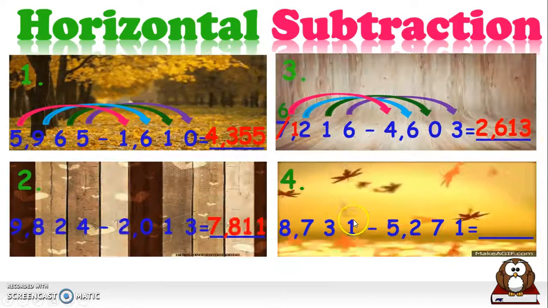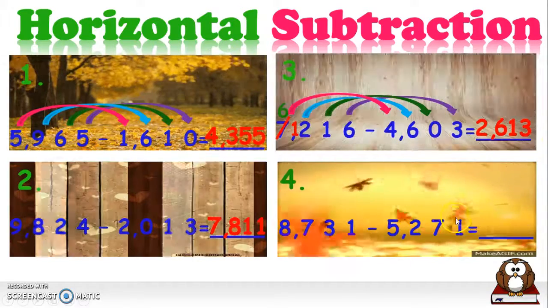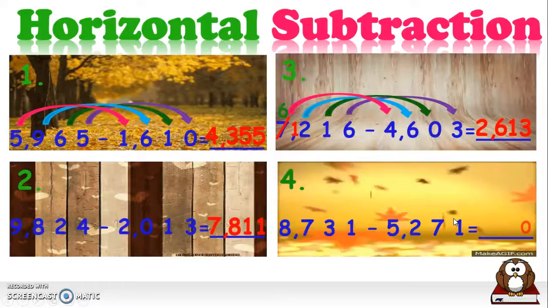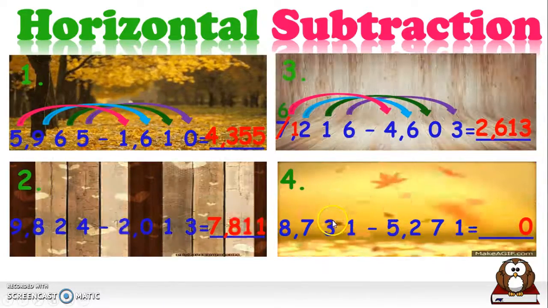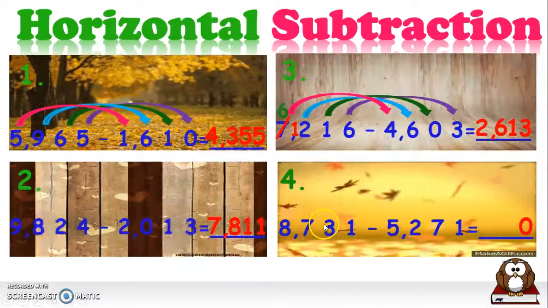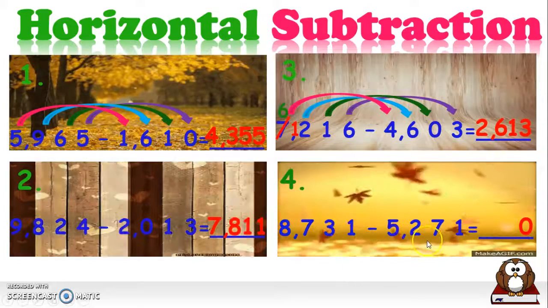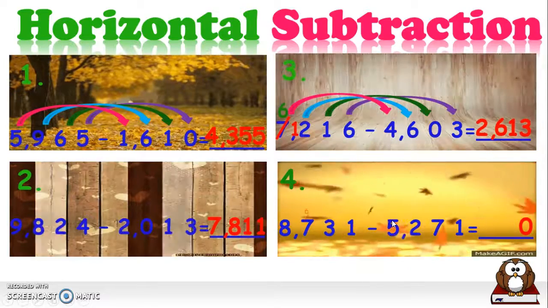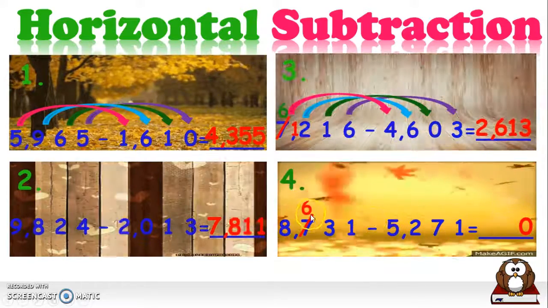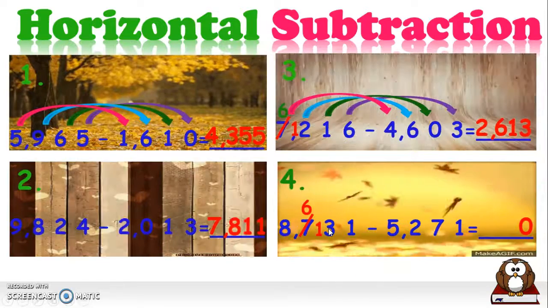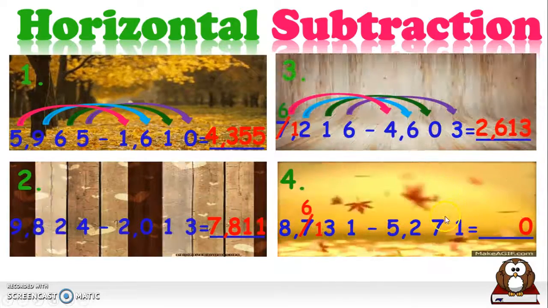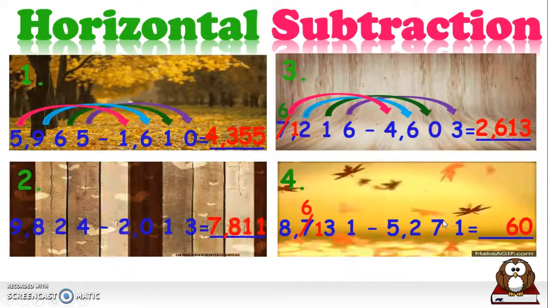Again, from left to right, ones minus ones, that's 1 minus 1 also, equals 0. Tens minus tens, from left to right, 3 minus 7. But 3 is smaller than 7. So what we need to do is to borrow from 7. It is now 6, and 3 becomes 13. 13 minus 7 equals 6.